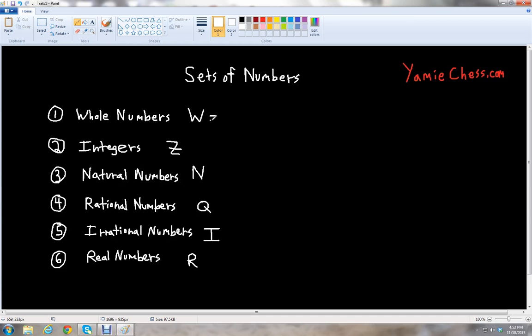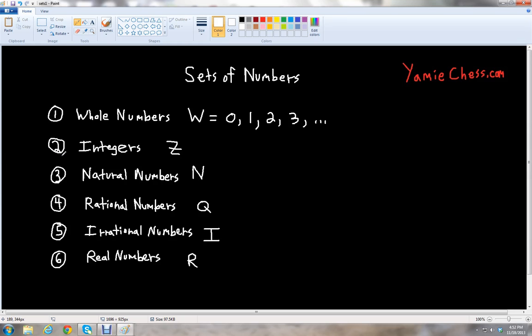So that's going to equal 0, 1, 2, 3, etc. So notice that we started at 0 and then we counted by ones. Went 1, 2, 3, and then 4, 5, etc. So those are the whole numbers.